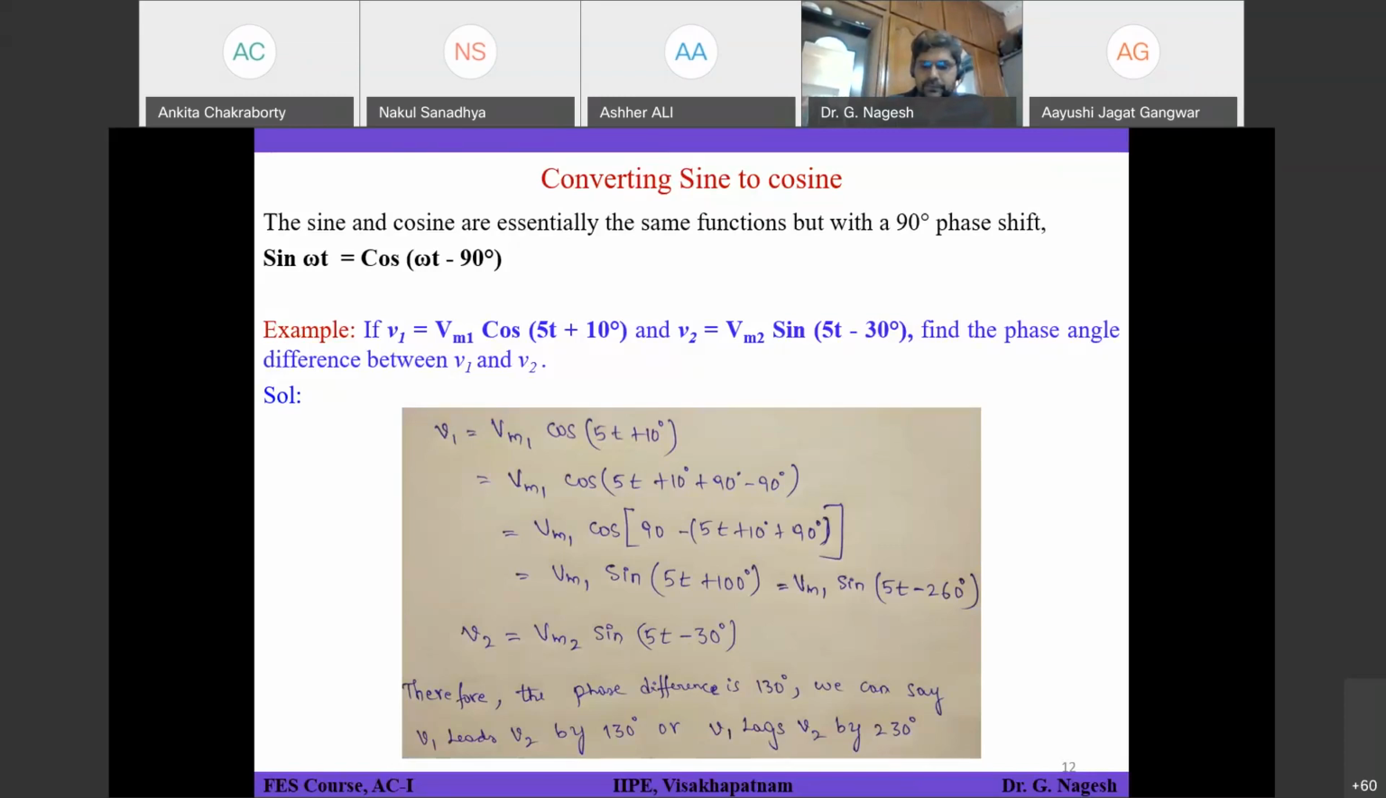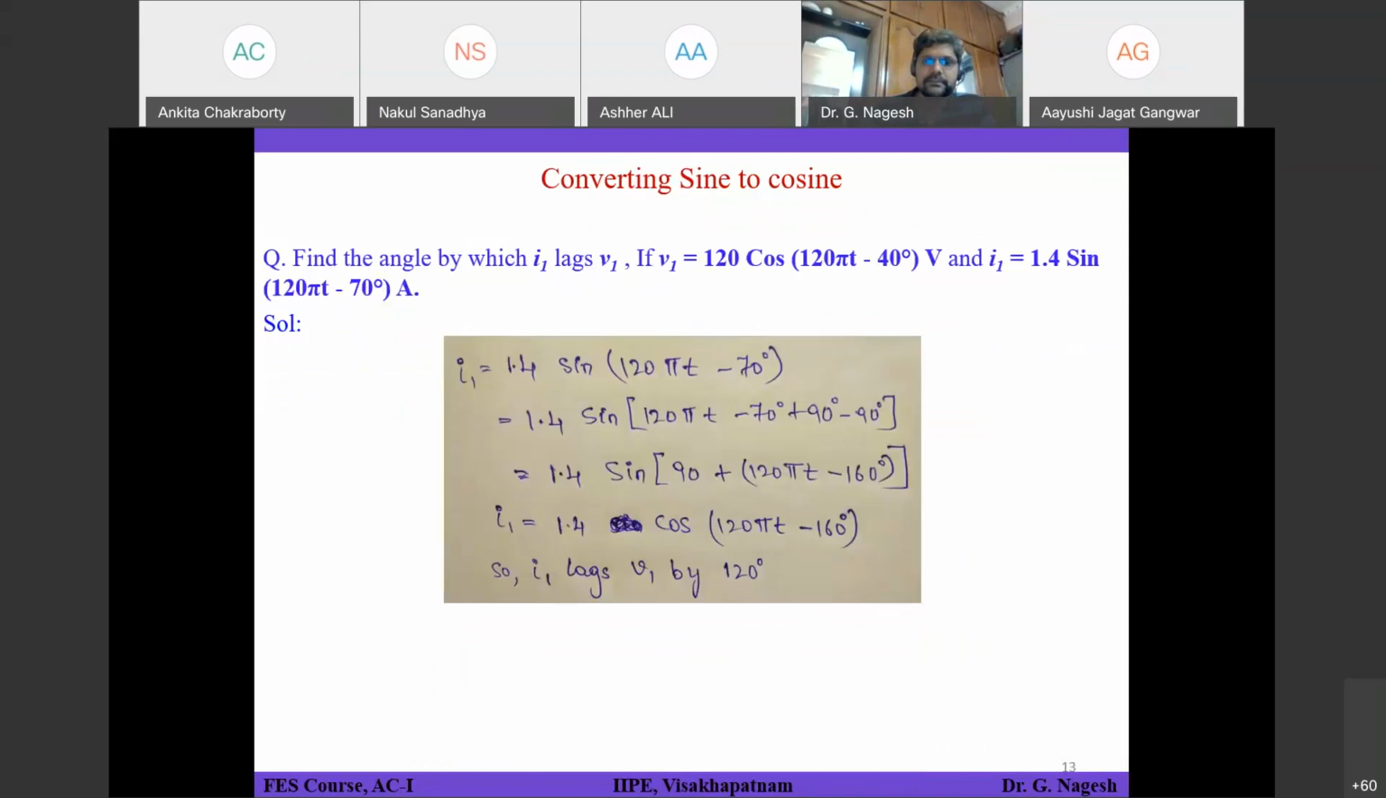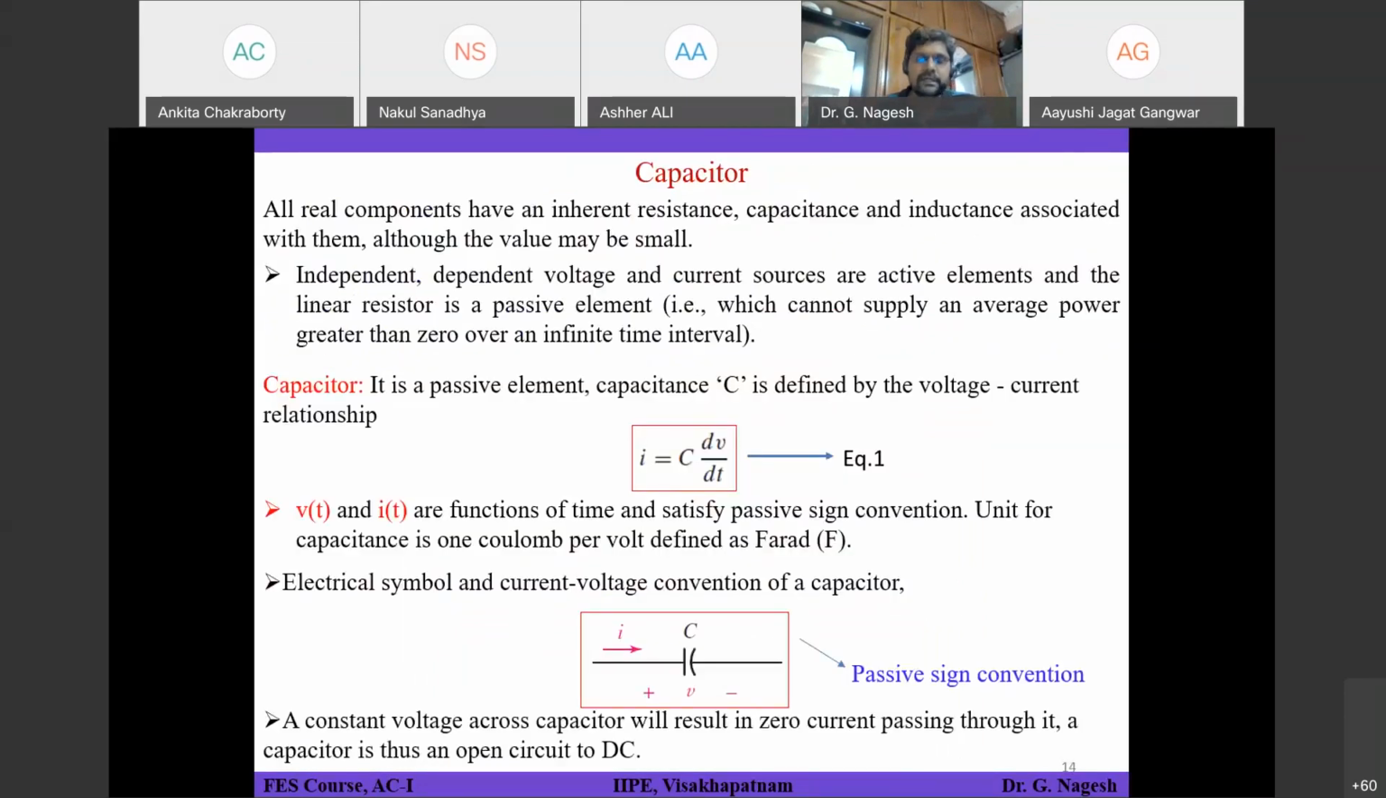So next we will see two more elements, called inductor and capacitor. You might have studied these things, so quickly we'll go through the basic information regarding inductor and capacitor. What it is saying is that all real components have an inherent resistance, capacitance, and inductance associated with them, although their value may be small. Any elements which you are using have some small or large value of resistance, inductance, and capacitance within them.